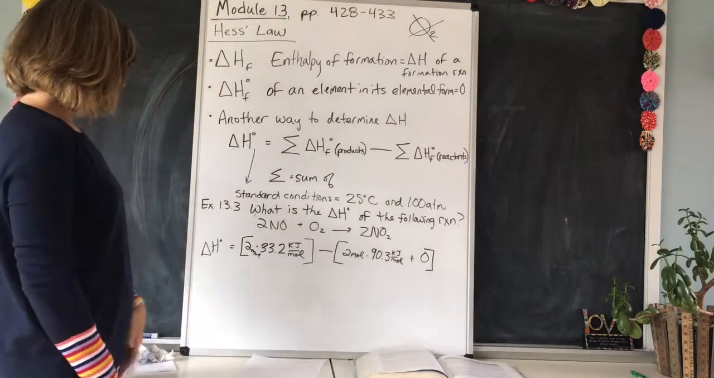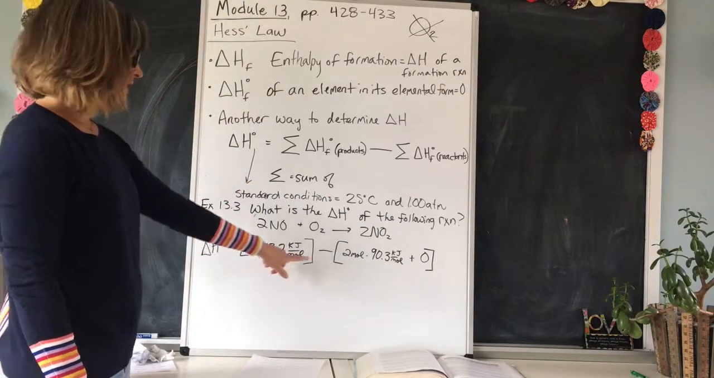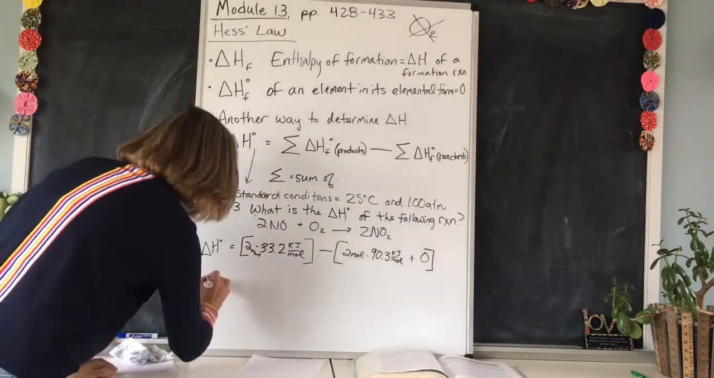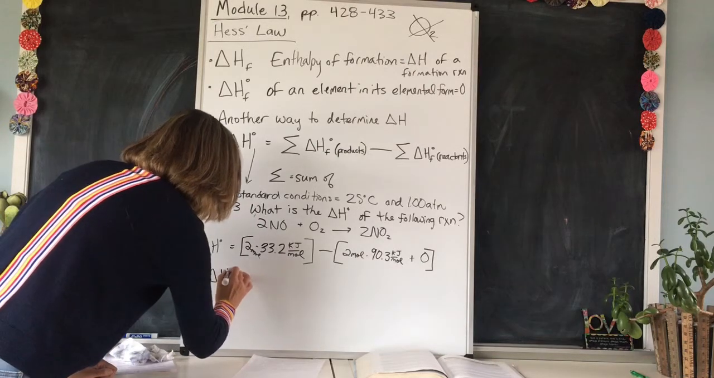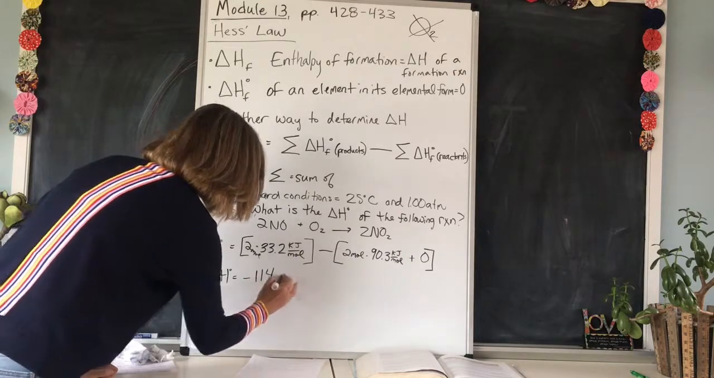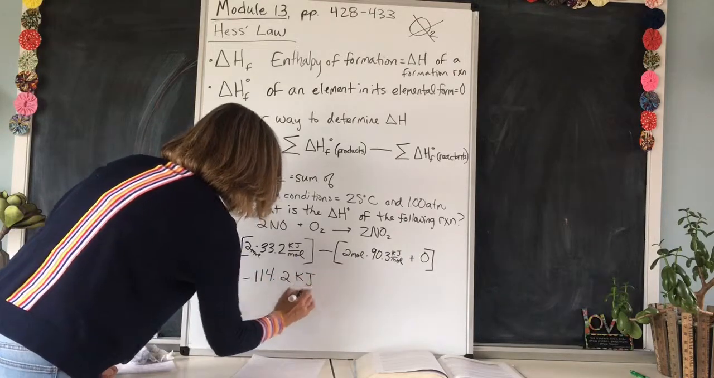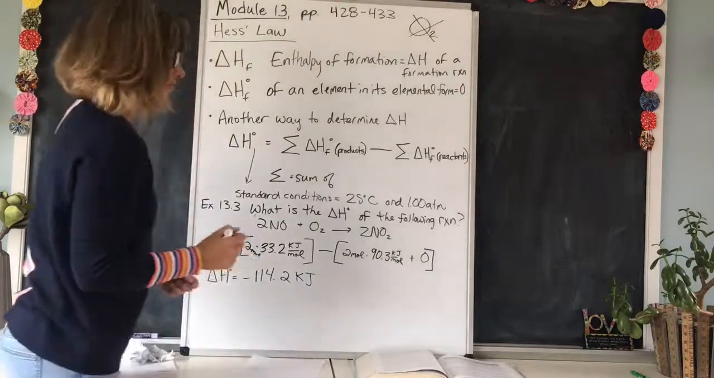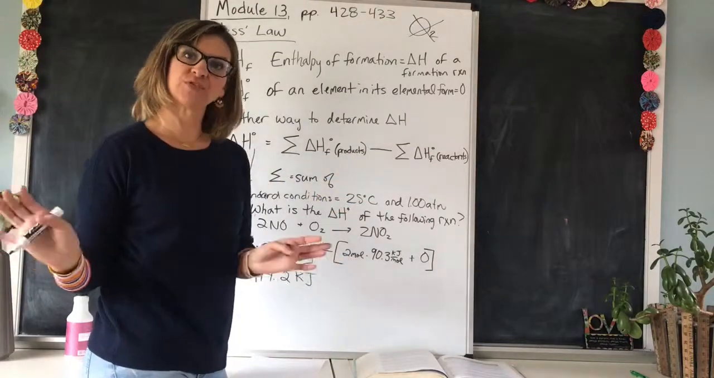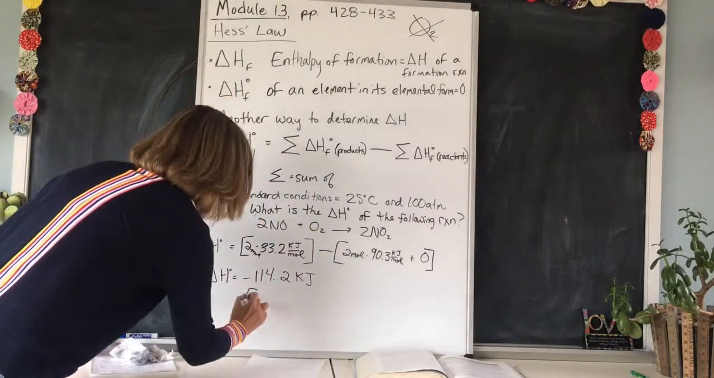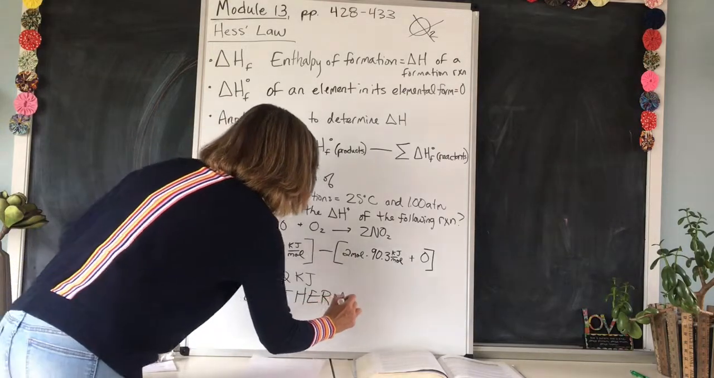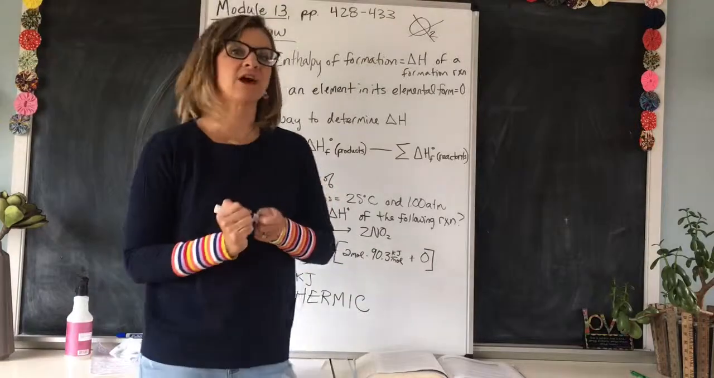So now we just plug this into our calculators. 2 times 33.2 minus 2 times 90.3, and we will get a change in enthalpy of negative 114.2 kilojoules. So again, is this exothermic or endothermic? It's negative, so the reaction is losing energy, giving energy off to its surroundings, so it's exothermic. Exothermic.